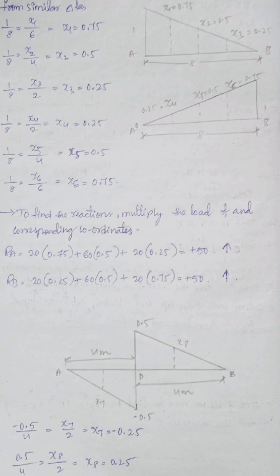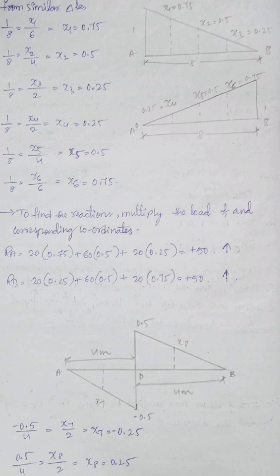To find the reactions, multiply these loads and corresponding ordinates. That is, RA equals 20 point load into 0.75, that is for the first diagram, the influence line diagram for RA, plus 60 into 0.5 plus 20 into 0.25, equal to plus 50. Plus means upward direction. Similarly, RB equals load into ordinate: 20 into x4, that is 0.25, plus second load 60 into x5, 0.5, plus 20 into 0.75, equals plus 50, that is upwards.